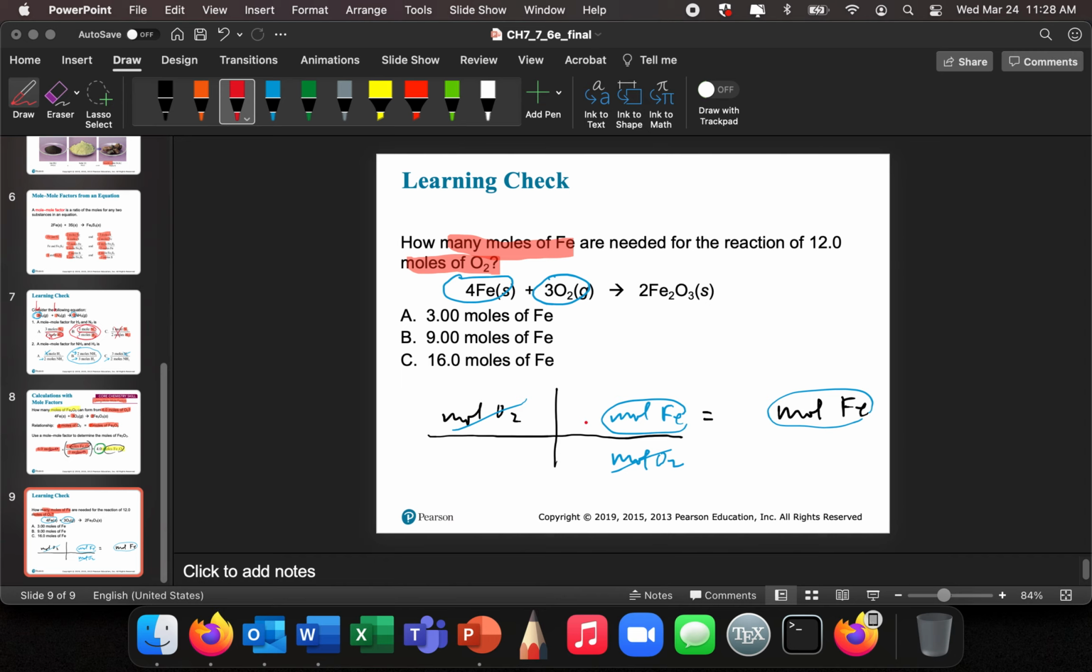Looks like it's 4 moles of iron for every 3 moles of O2, okay? It's 4/3. And the question is, I had 12.0 moles of O2. 12.0 divided by 3 is 4, times 4 is 16. There it is. This is going to give me 16.0 moles of iron.